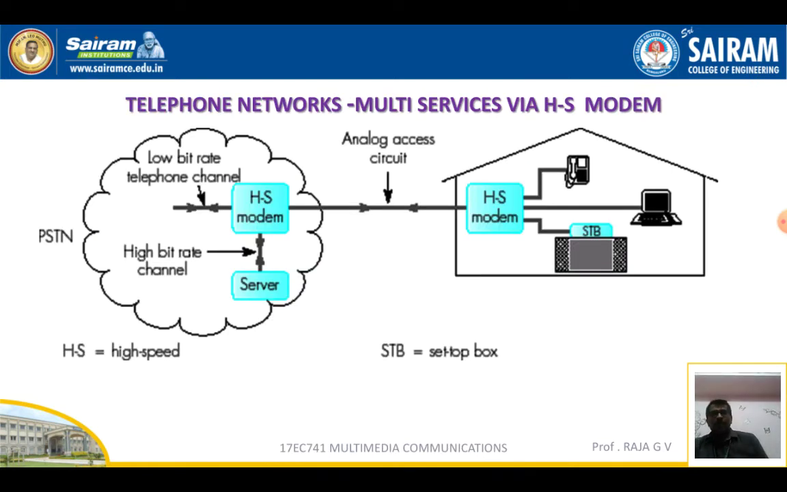And this is nothing but multi-services via high-speed modem. Here we are using a high-speed modem which is connected to the server, and the input of the high-speed modem is a low bitrate telephone channel and a high bitrate channel called a data network, which is given to the analog access through the dedicated line. Then it reaches the modem. From the modem, low fidelity signals go to the telephone. If it is high fidelity, it will come to the STB, the set-top box connection, as well as the data network.